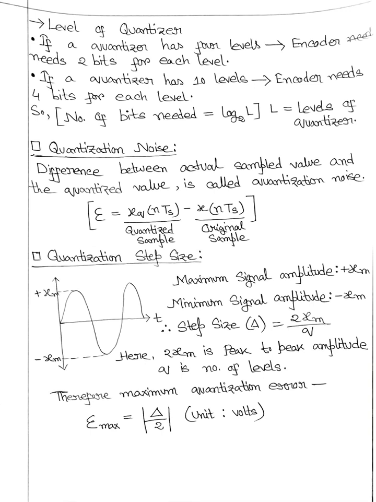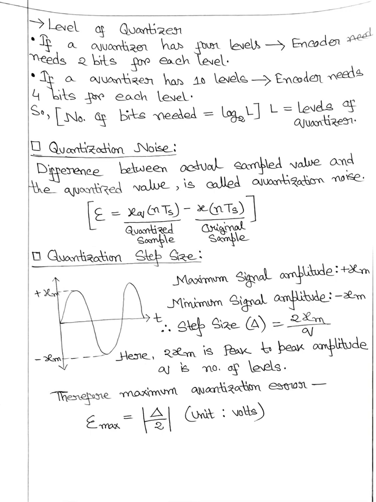Quantization noise: the difference between the actual sampled value and the quantized value is called quantization noise. So you can see in the formula, e is termed as quantization noise, Xq(nTs) is the quantized sample, and x(nTs) is the original sample. The difference between these two is the quantization noise, which is termed as e.